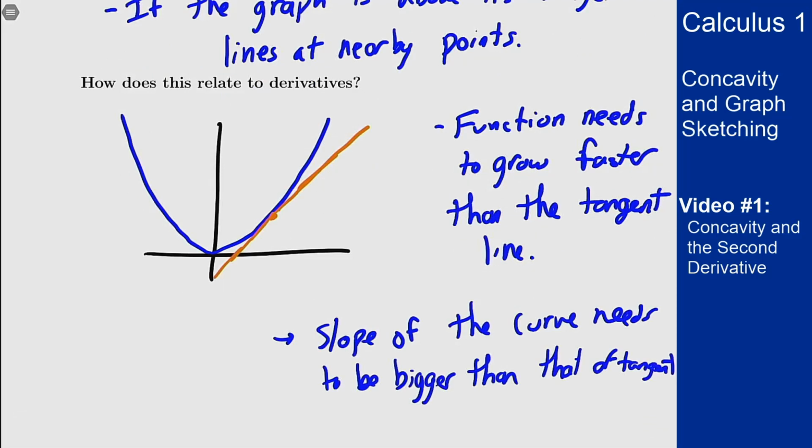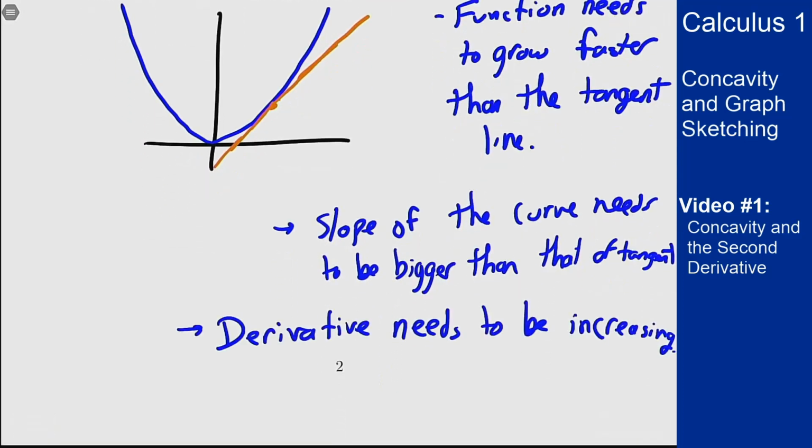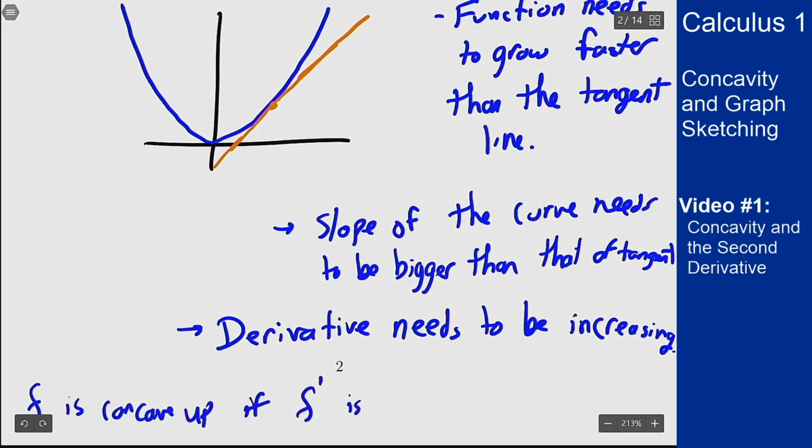Well, the slope of the tangent is the derivative, and the slope of the curve is still the derivative. But this means that my derivative needs to be increasing if I'm going to stay above the curve, because that's going to force the slope of the curve to get bigger than that of the tangent line, which is the derivative at that point, as I go through this point. So this means the derivative needs to be increasing for me to have a concave up function. The conclusion from all of this is that f is concave up if f prime is increasing.